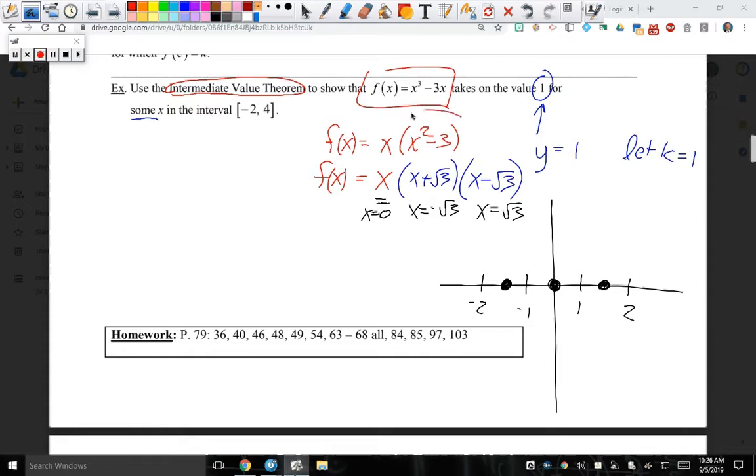If I FOILed all this out and distributed, I know I have a positive coefficient with my leading degree. My highest degree has a positive coefficient. So as you go to infinity, it will go up. Because this number right here is an odd number, as I go to the left, it's going to do what? Go down. Nice memory.